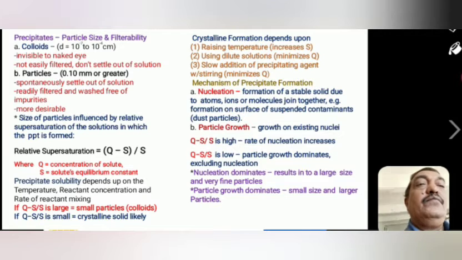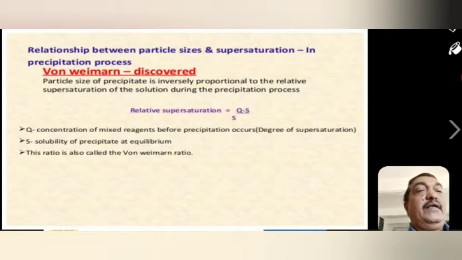Temperature, using dilute solutions and the precipitating agent. So these are the three factors on which the formation of colloidal particles depends. Similarly, nucleation may begin when the colloidal particles combine together to form large, big size particles; that is called the nucleation process. Then particle growth: if Q minus S by S is high, then it increases. If Q minus S by S is low, then particle growth size decreases. So these are the factors happening.